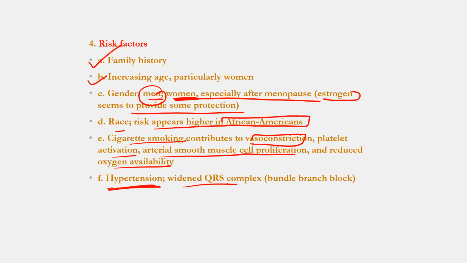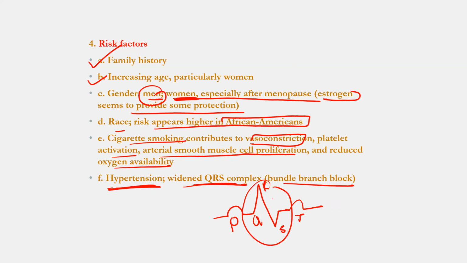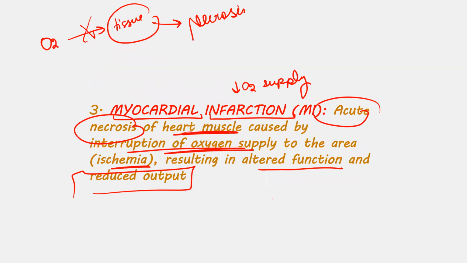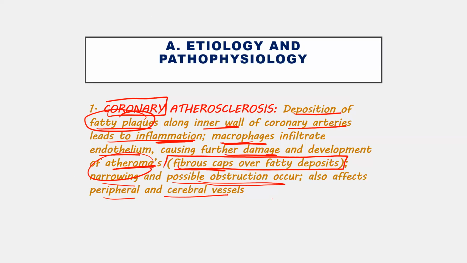Hypertension, widened QRS complex, that is bundle branch block. So in this ECG, this is the Q, this is the P, this is the QRS, and this is the T wave. So the QRS complex will be wide. This leads to the risk of coronary artery disease.